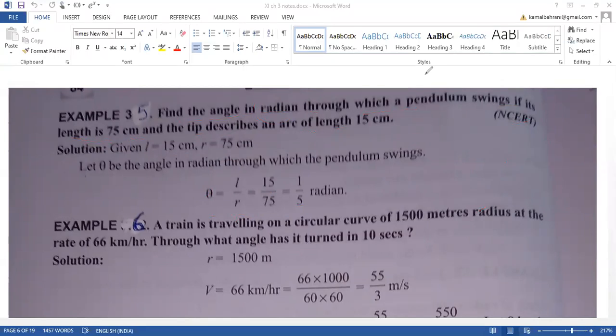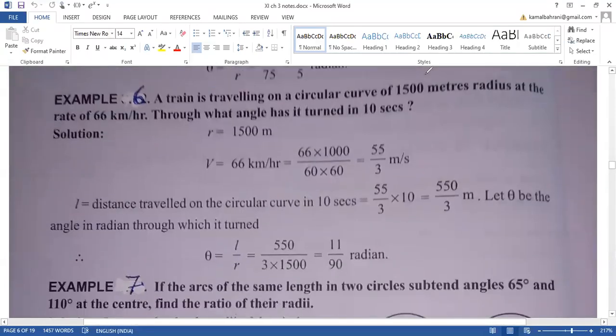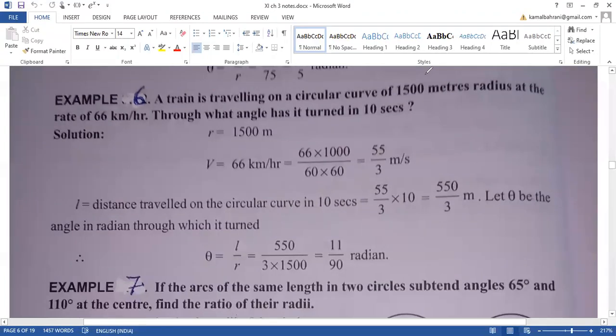A train is traveling on a circular curve of 1500 meters radius at the rate of 66 km per hour. Through what angle has it turned in 10 seconds? This is a question of science basically. So R is equal to 1500 meter. Velocity is given as 66 km per hour.